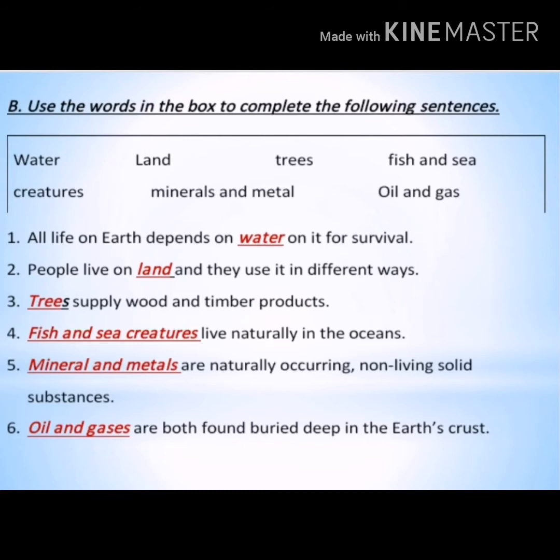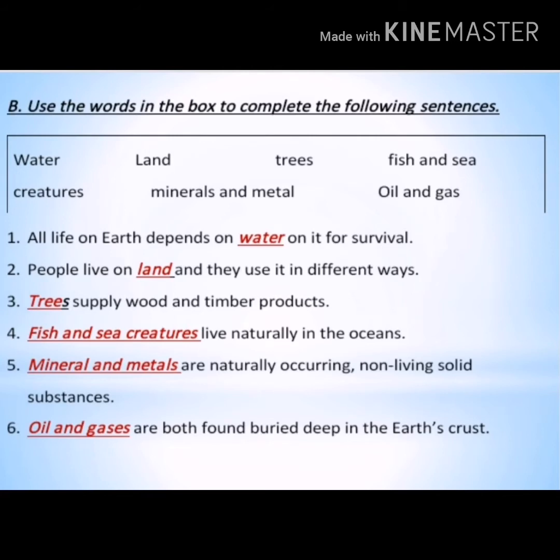Which are these words? Water, land, trees, fish and sea creatures, minerals and metals, and oil and gases. Number 1, all life on earth depends on water for survival. You cannot survive without water, so you need water for you to survive. People live on land and they use it in different ways.